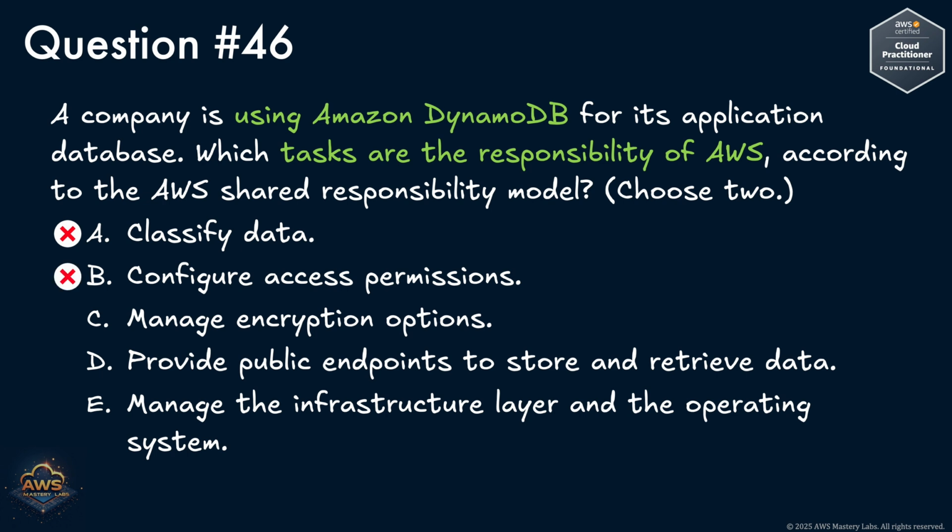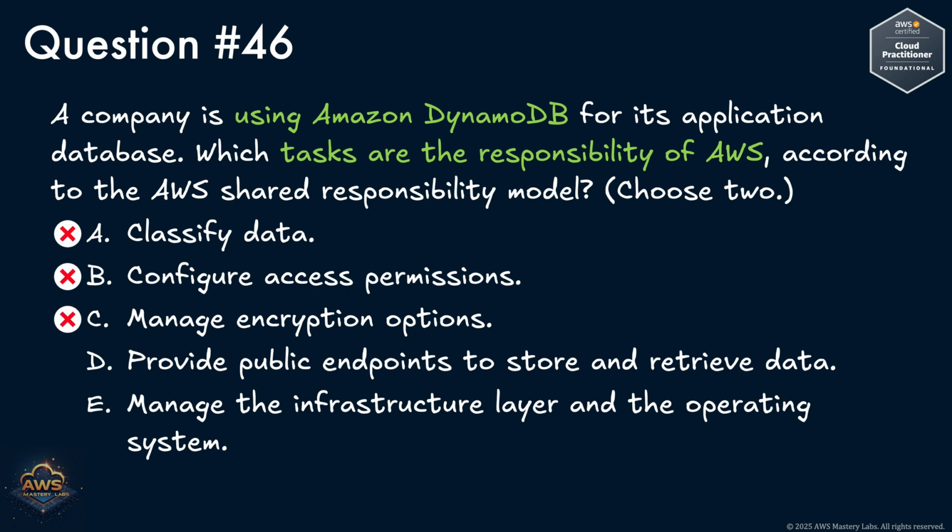Option B, configure access permissions. Configuring access permissions, such as setting up IAM policies, fine-tuning table-level access control, and managing identity federation, is something customers must do. AWS offers IAM and resource-based policies, but how they are applied is up to the customer. Incorrect, because customers must configure access permissions for their services and data.